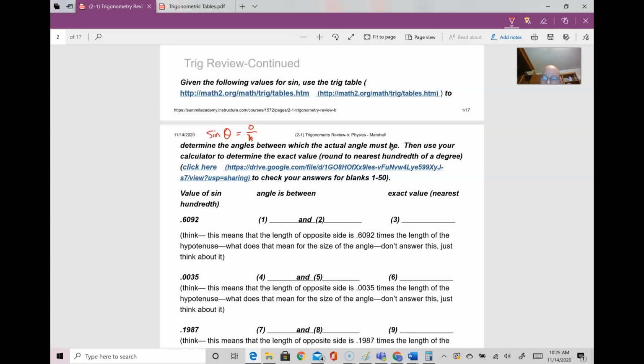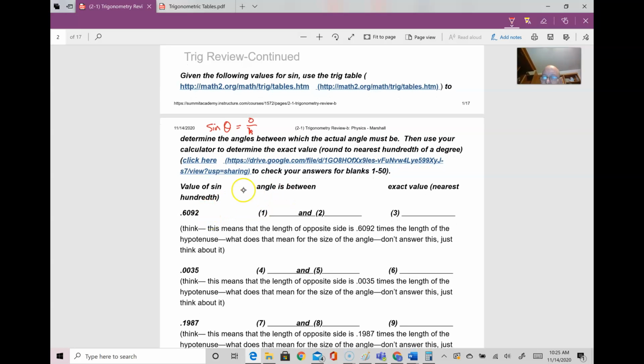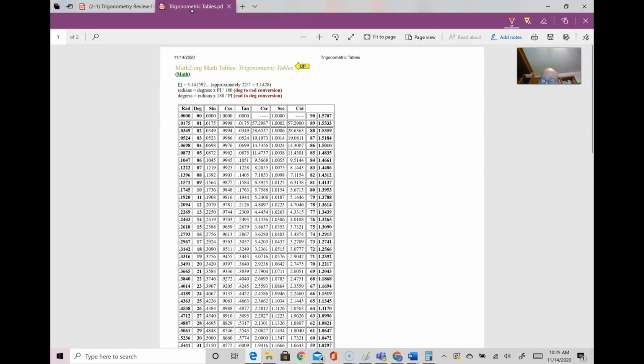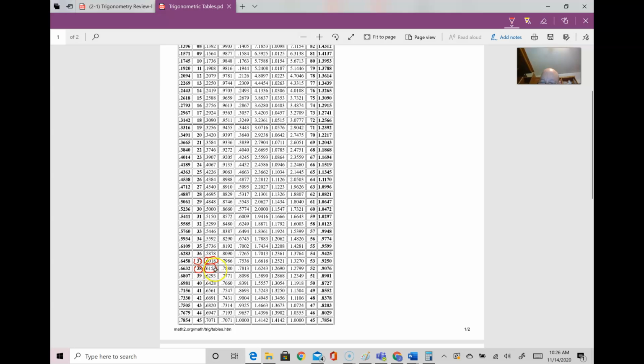So what I want you to do here, you've got the values for sine. The first thing I want you to do is go to the trig table, and that value 0.6092, here's the sine column right here. I want you to go down to the value of 0.6092. Well, there isn't a value of 0.6092. It's between 0.6018 and 0.6157 though. And so that value of 0.6092 is going to occur somewhere between an angle of 37 and 38 degrees.